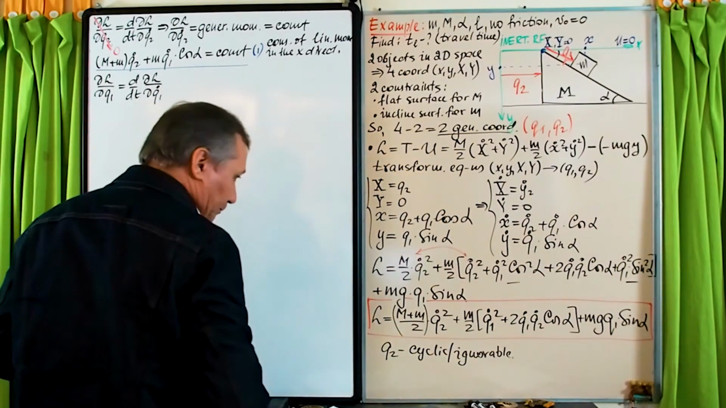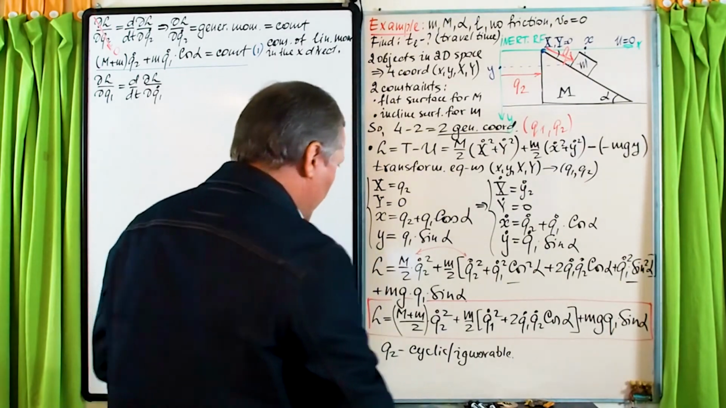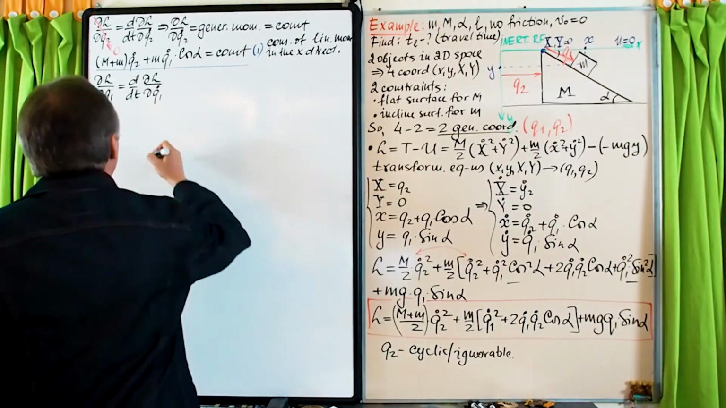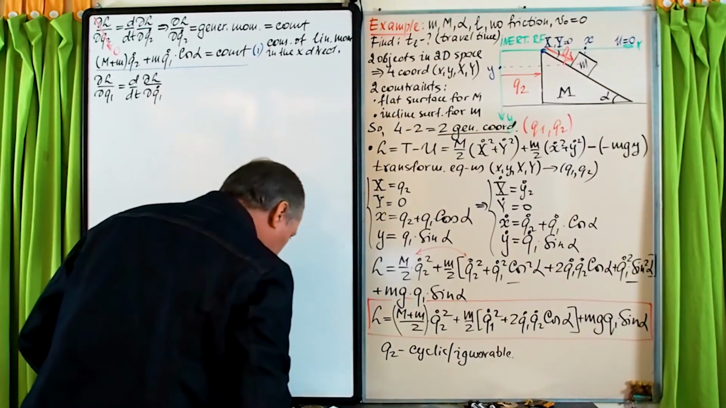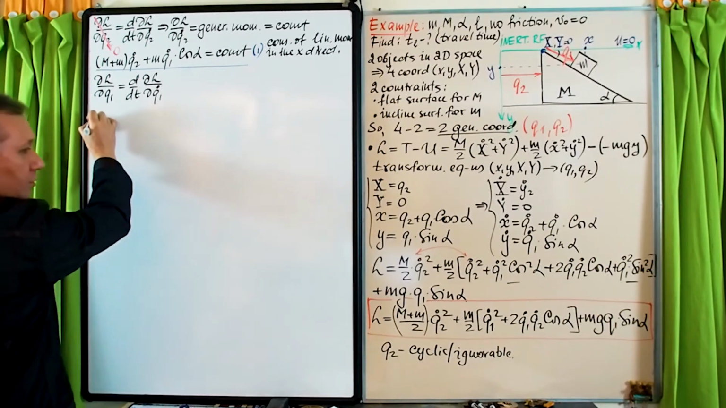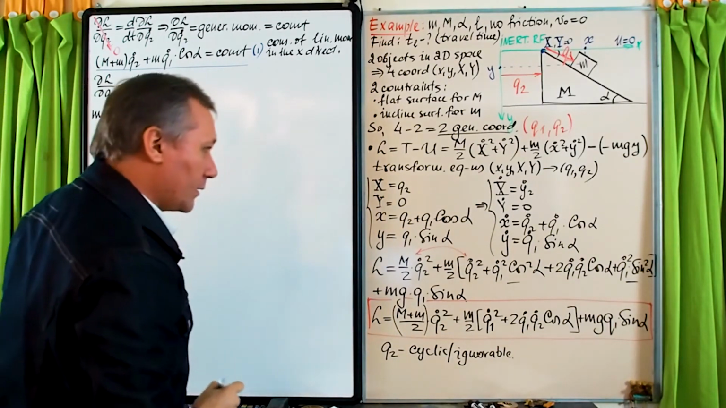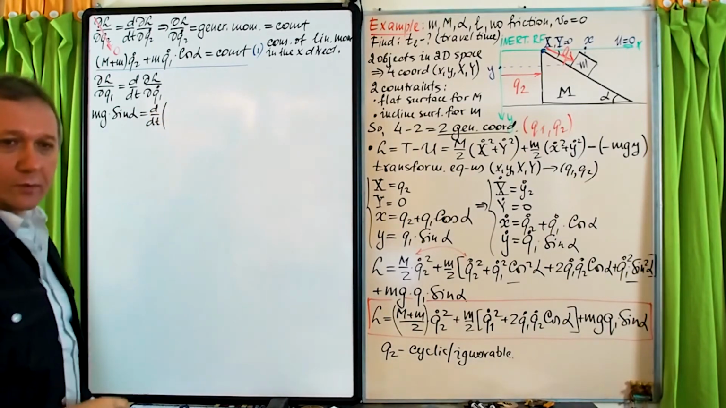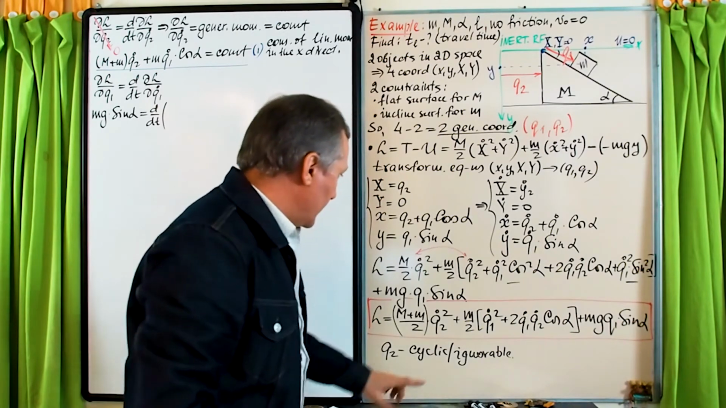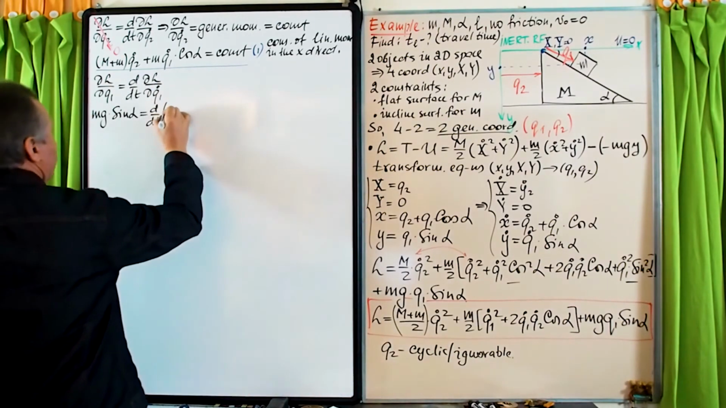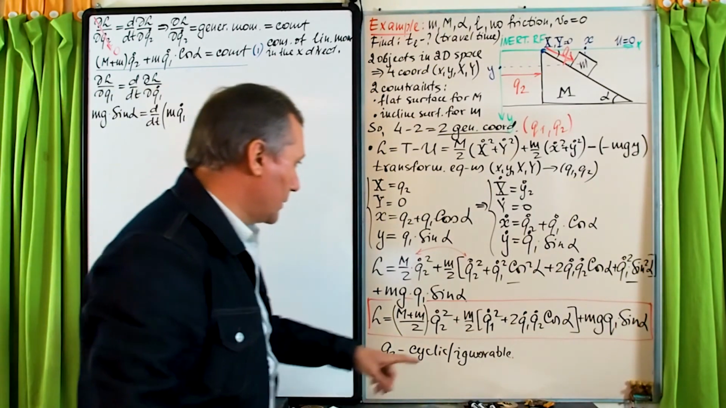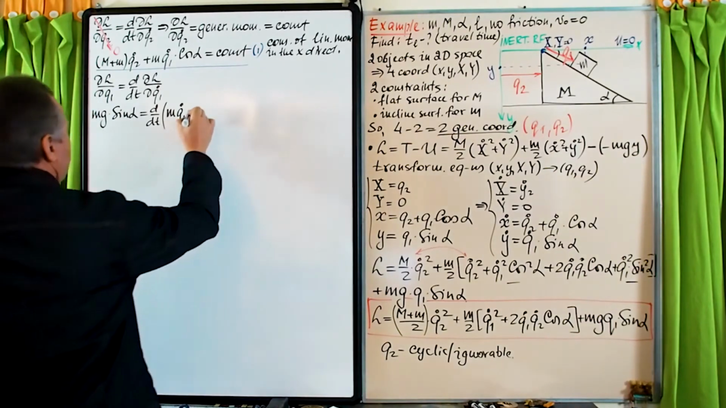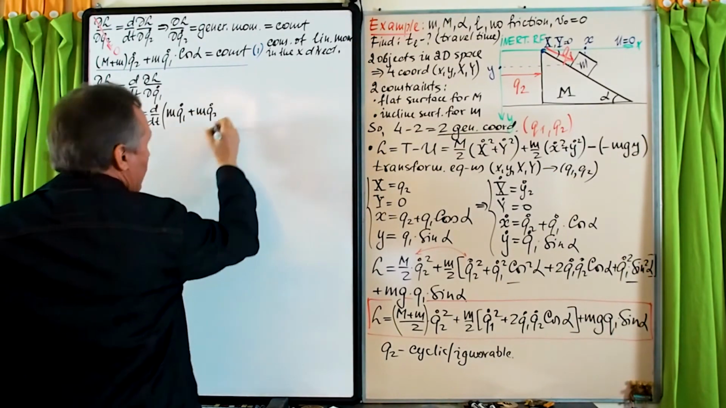Again, I'm just trying to justify it from the Newtonian point of view. So dL over dQ1 is only in the last term. Here we have only dots. So it will be mg sine alpha equals d over dt of the partial derivative with respect to Q1 dot. So it will be m Q1 dot, and again the 2 will go, plus m Q2 dot cosine alpha.